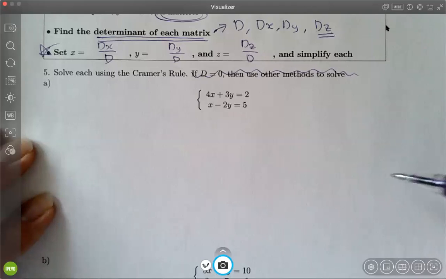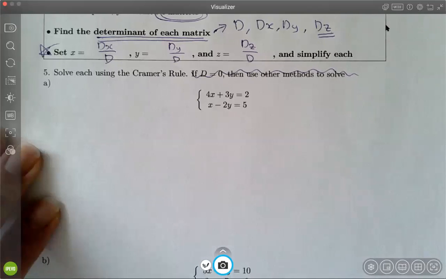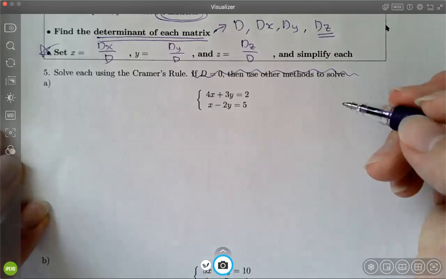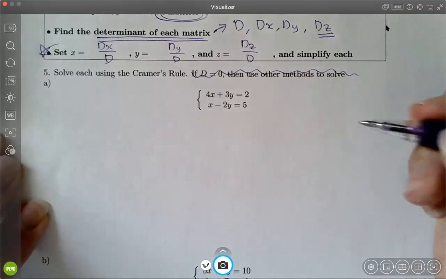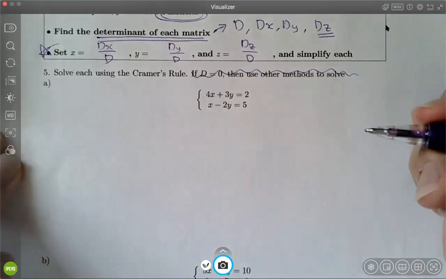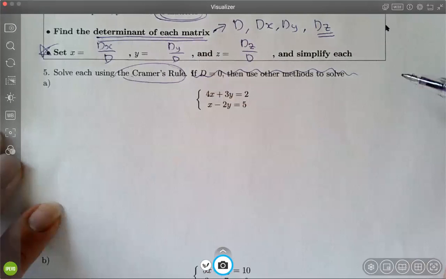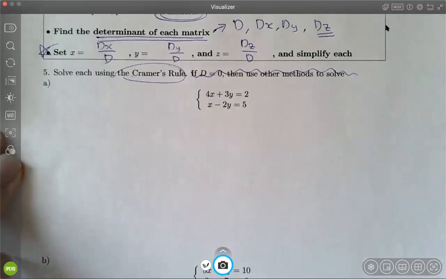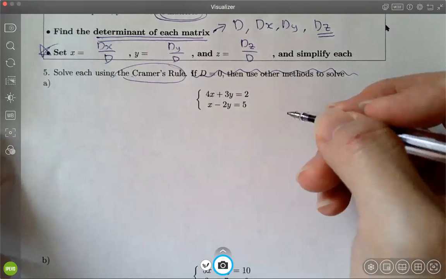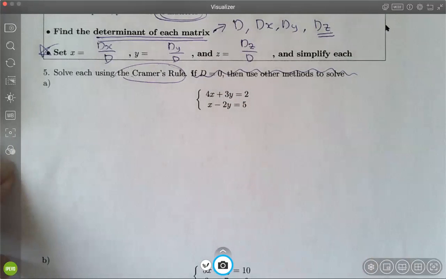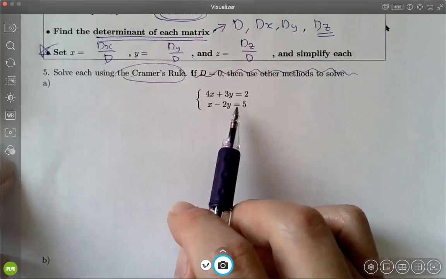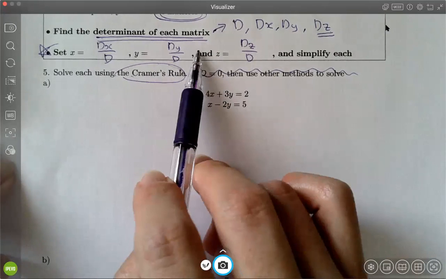So we have 4x plus 3y equals 2 and x minus 2y equals 5. Even though we have seen substitution and elimination methods, we are not going to use them, and we cannot use them. Why? Because it says use Cramer's rule. Of course, you have to know how to use substitution and elimination for today's exam, right? So why do I mention them right now? Let's see. This is 2 equations, so thankfully, we don't have to worry about the white box. We look at this orange box.